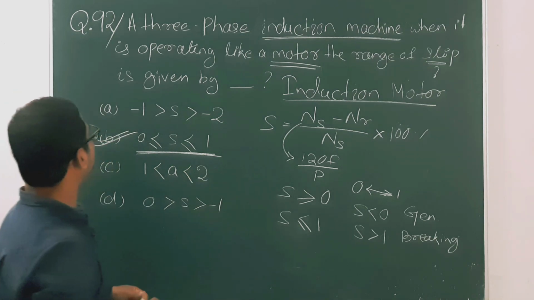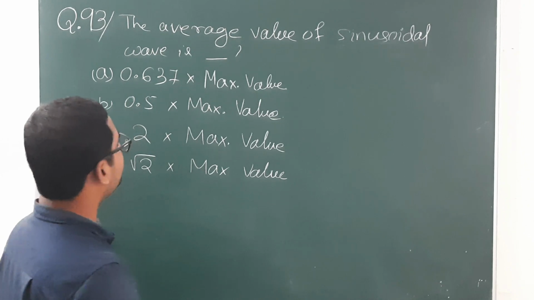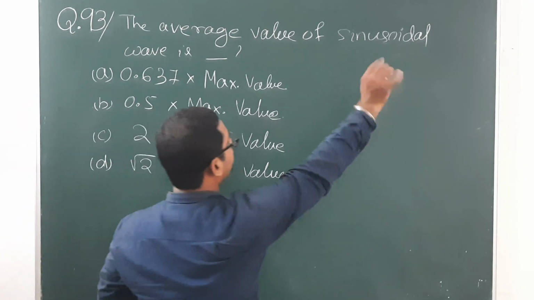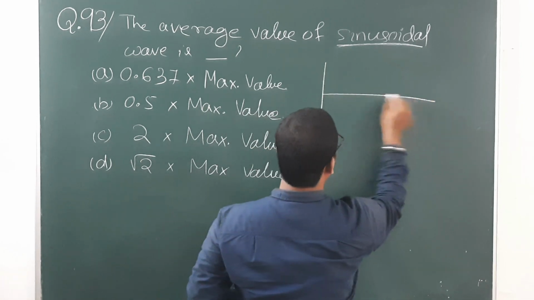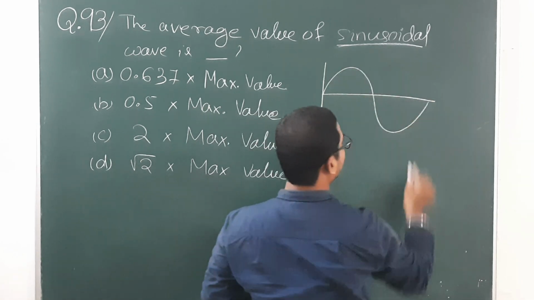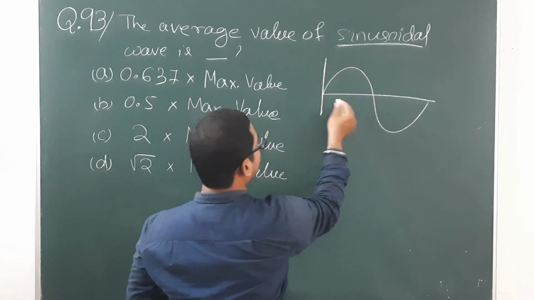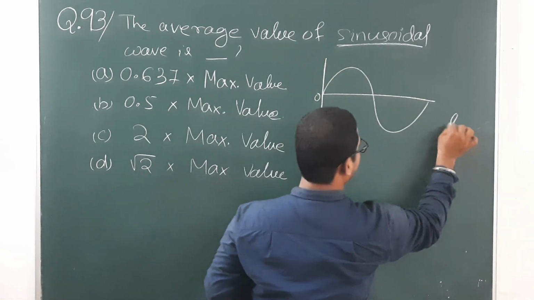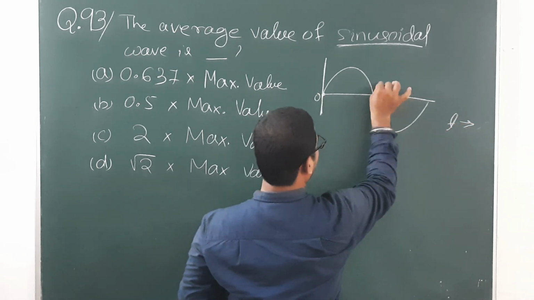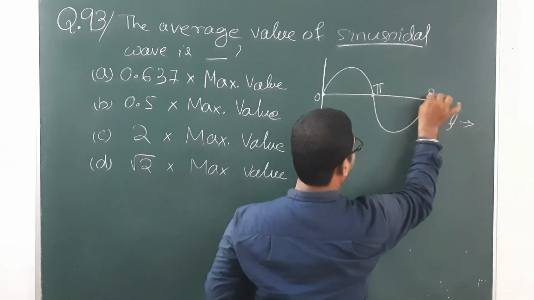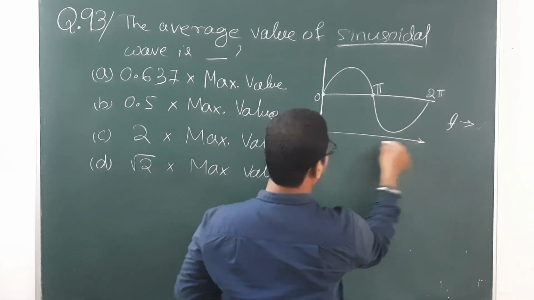Moving to the next question. The question is, the average value of a sinusoidal wave is dash. A sinusoidal wave is an AC wave. The wave may be a voltage wave or a current wave, whatever you choose. This is the time period T, this is the origin point 0, this is a half cycle, and this is a full cycle, one cycle.